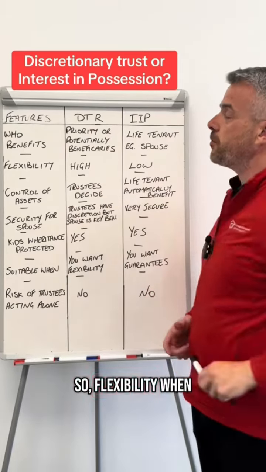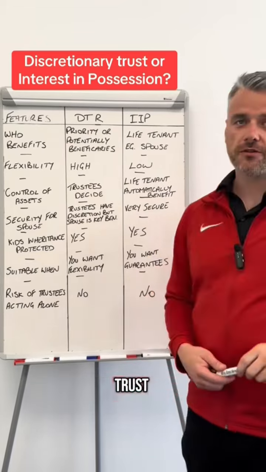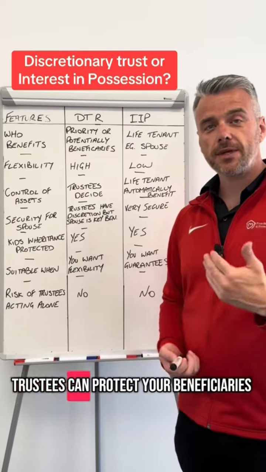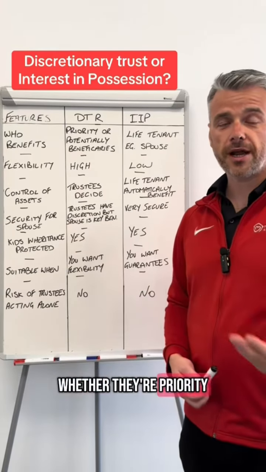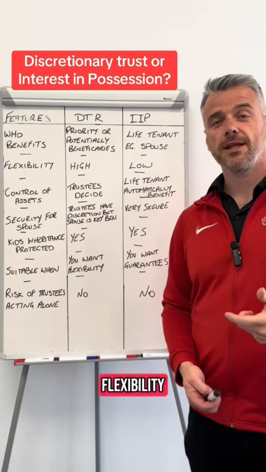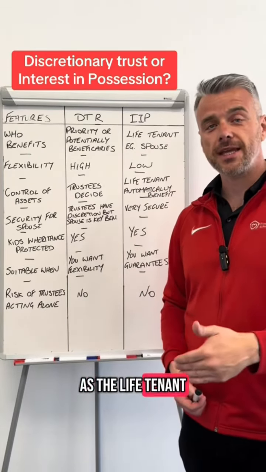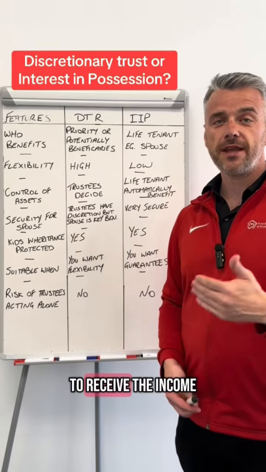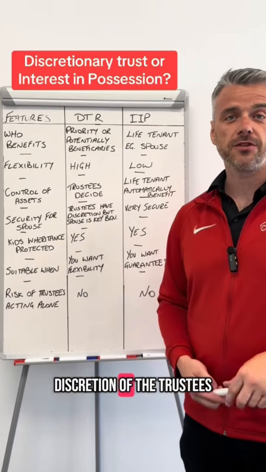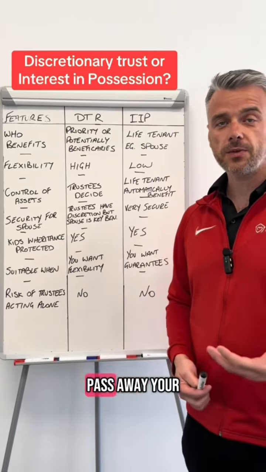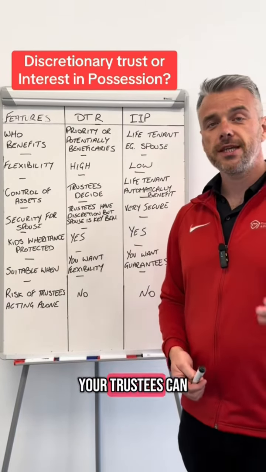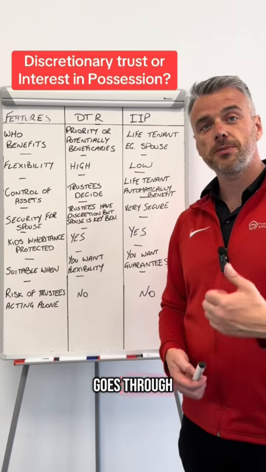So, flexibility when it comes to the trusts. With the discretionary trust of residue, there's high flexibility, and this is deliberate. This is to make sure that the trustees can protect your beneficiaries, whether they're priority or potential, whereas in an interest in possession, there's very low flexibility. So if you name your spouse as the life tenant, they are the person that has to receive the income or the benefit from that asset, whereas in a discretionary trust, it is at the discretion of the trustees. For example, you pass away, your estate's going to your child, your child's going to go through a divorce, your trustees can withhold that inheritance until their divorce goes through to protect it.